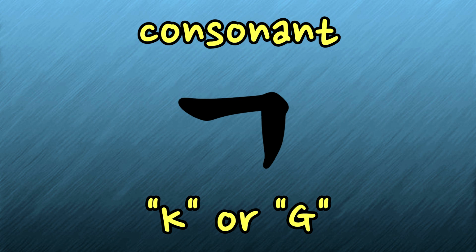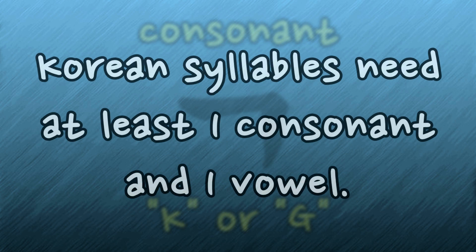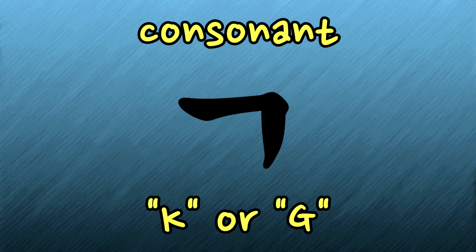This letter is pronounced similar to a K or a G in English. It's not a strong K sound like in the word kite, but it's also not a strong G sound like in the word great. It's between a K and a G and a bit softer. Now, since this is just a consonant by itself, it doesn't have a sound. So in order to give it a sound, we'll first need to add a vowel. Let's go ahead and learn our first vowel, and then we'll come back to this letter to hear what it sounds like.